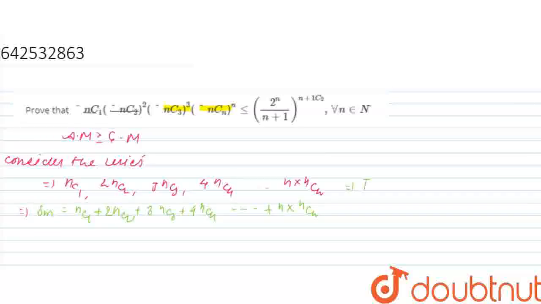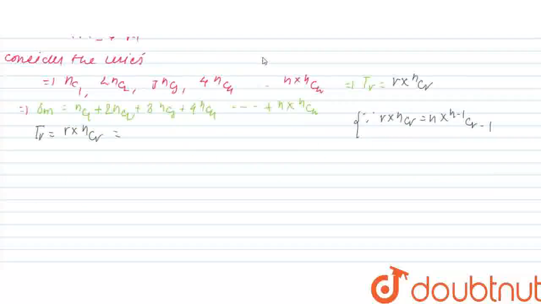And the general term of this series is what? You can conclude from here that the general term is r into nCr, isn't it? And from the binomial expansion we know that r into nCr is equal to n into (n minus 1)C(r minus 1). This is the formula, or this is the property. So in place of this I can write n into (n minus 1)C(r minus 1).